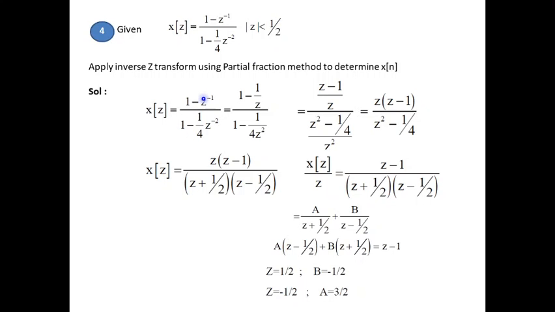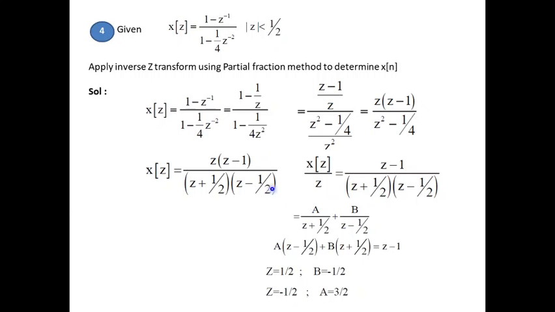As usual, proceeding and converting it into positive powers of z, we obtain the expression z into z minus 1 by 4 divided by z squared minus 1 by 4. This is z squared minus a squared, which can be written as z plus a into z minus a, which leads to z plus 1 by 2 into z minus 1 by 2. So the numerator degree is 2, the denominator degree is 2. So bring this z to the other side. So x of z divided by z, you get this. Now you apply partial fractions as usual.